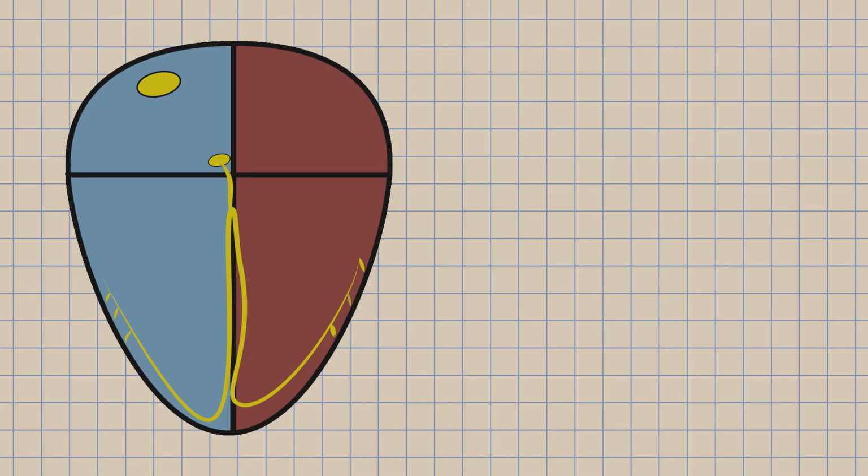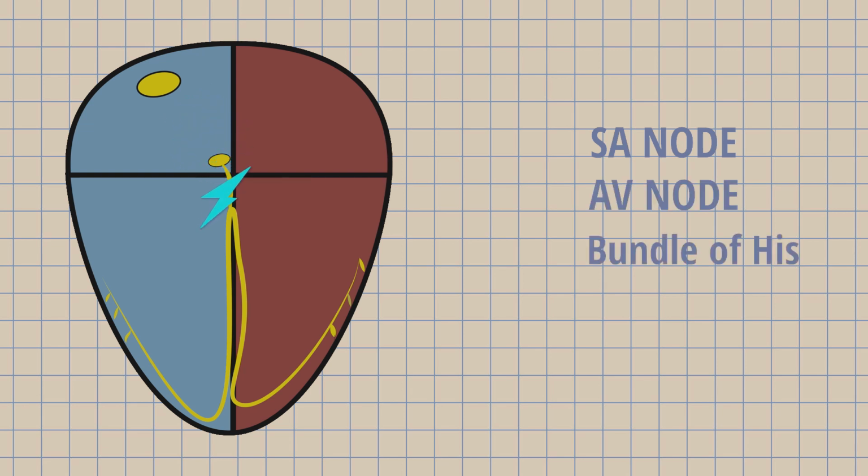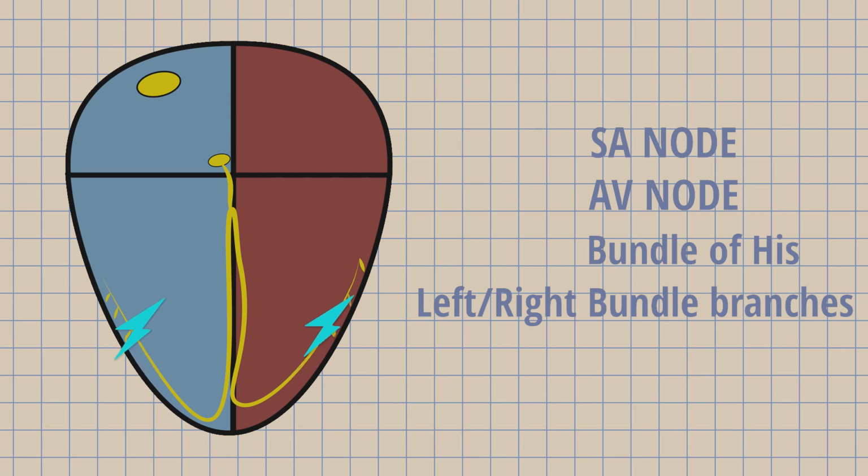Let's look at this in action. Once again, let's compare this to a normal heart. A normal heart discharges from the sinoatrial node, depolarizes the atria, and this goes into the AV node, which then moves through the bundle of His to the left and right bundle branches through to the Purkinje fibers to depolarize the ventricles and cause a ventricular contraction.